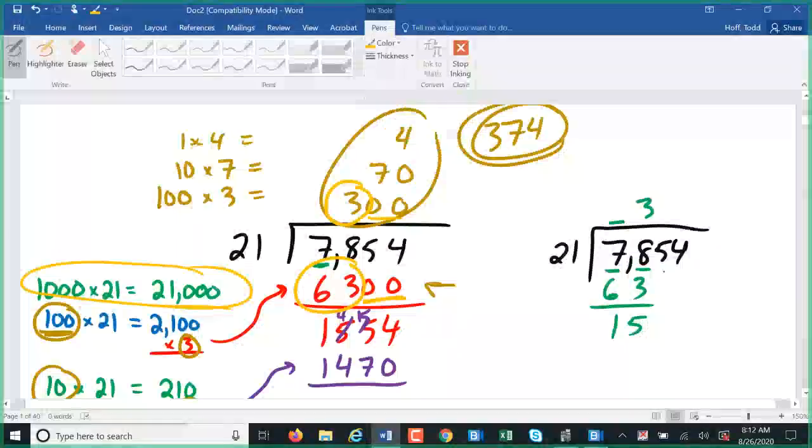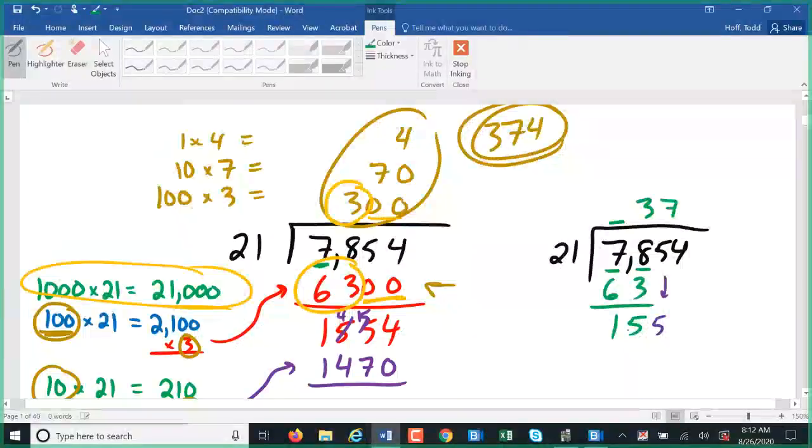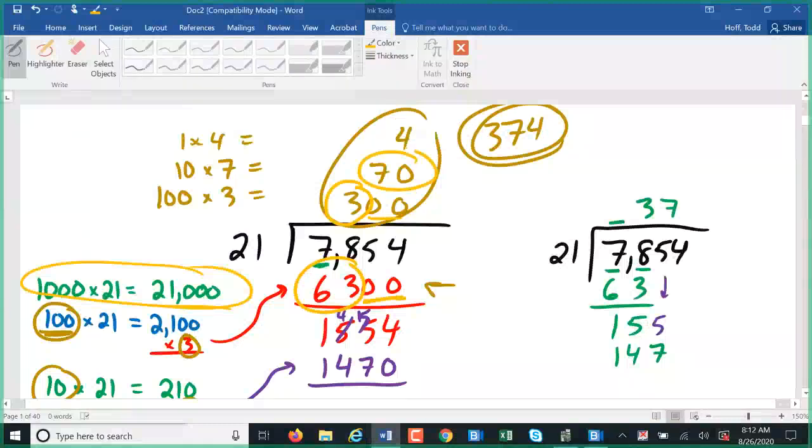Now over here, we had to bring down the next digit. 21 into 155 goes 7 times. 7 times 21 is 147. Again, that's exactly what we did over here. We just left off those zeros.